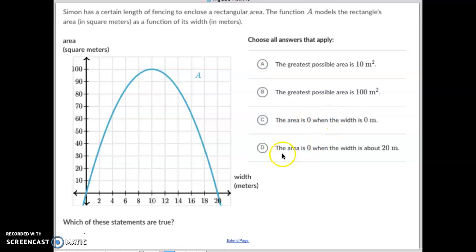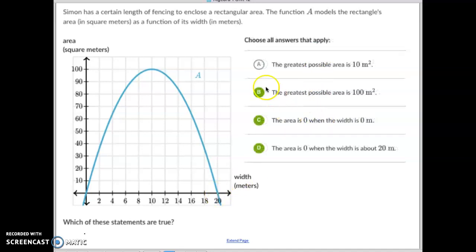And then letter D says the area is 0 when the width is about 20 meters. So if we follow the width over to about 20 right here, you'll notice that the area again is 0. So that is also true. So this one had 3 possible answers, B, C, and D.